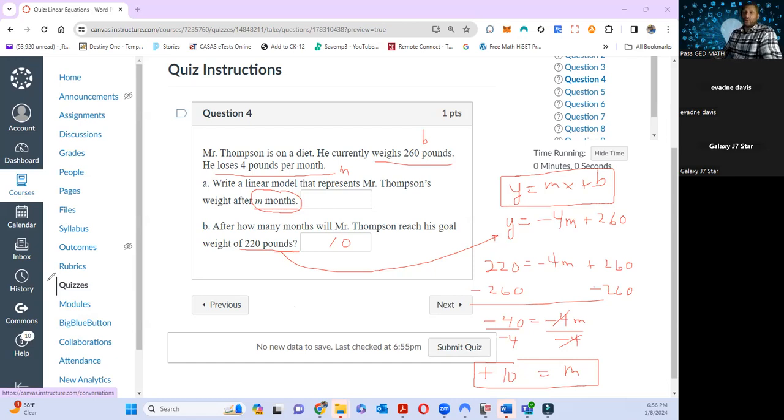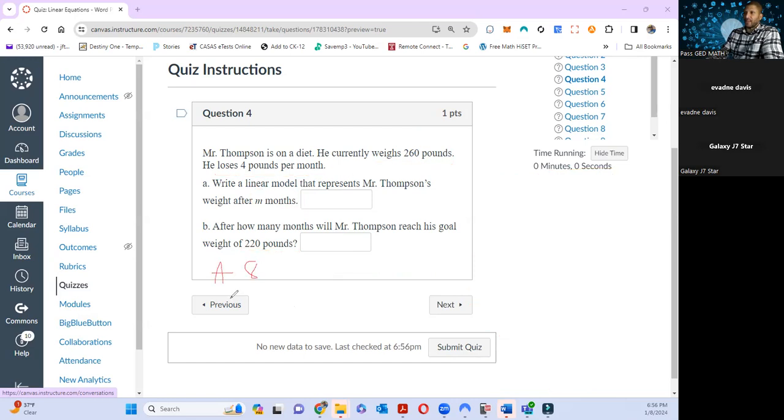Now, the advantage you have is that you're going to have multiple choice. So, for example, A is 8, B is 10, C is 12, D is 13. So how would I do it? So y equals minus 4m plus 260, right? I have to get down to 220. So minus 4 times 8 plus 260. So minus 32 plus 260, I get 228. That's not it because we're trying to get down to 220.